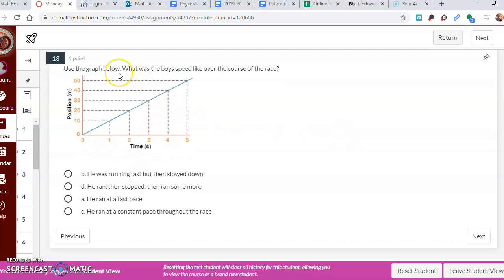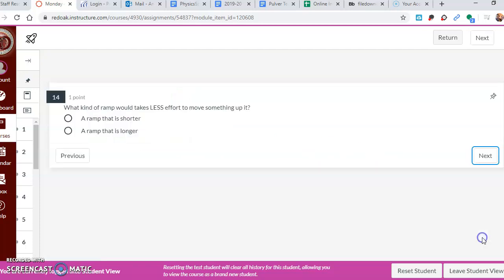Okay, this is what is the boy's speed like over the course of the race. So they want to know over this whole race, what was his speed like? Well, he was running at a constant pace through the race. We know that because for every 10 meters, he was going 1 second. So at 20 meters, it took him 2 seconds. At 30 meters, it took him 3 seconds. That means that he was going at a constant pace throughout the race.